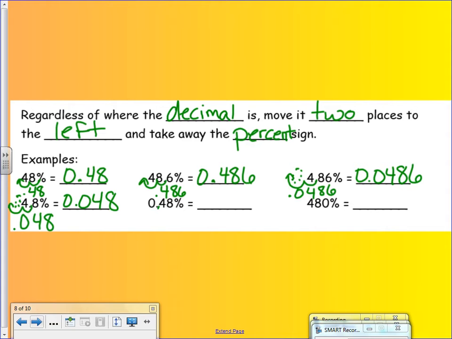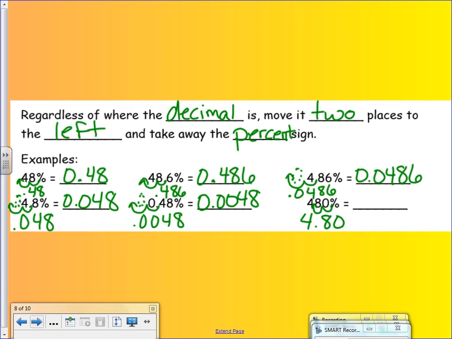The next one, I'm going to move it 2 places again. Put a 0 out in front, so 0.0048. So I have 0.0048. The next one, again, there's no decimal, just like in the first example. So I need to put one at the end, and I'm going to move it 2 places to the left. So I have 4.80.